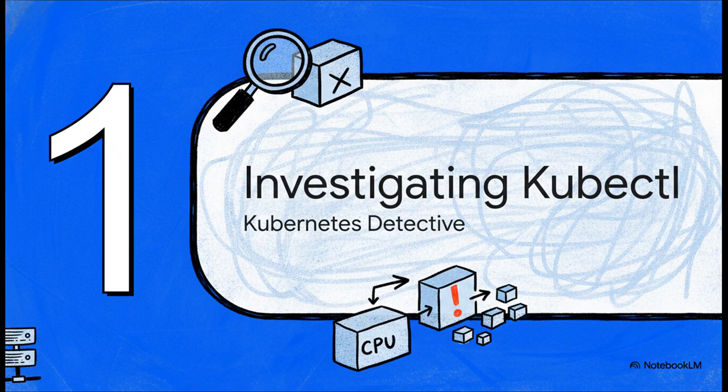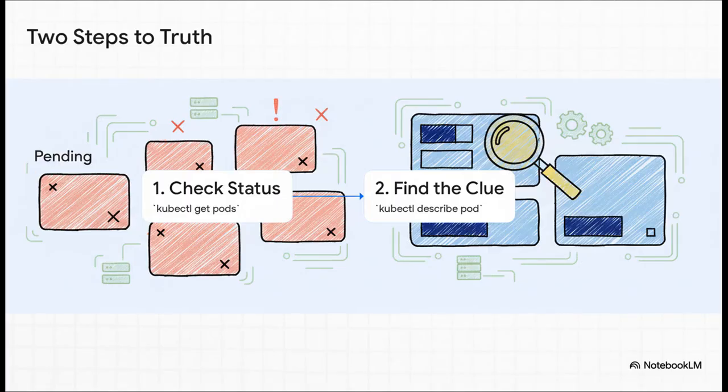All right, time to start our investigation. And our number one tool for the job? You guessed it, kubectl. This is how we're going to gather our clues, how we're going to interrogate the cluster and figure out exactly what's up. Believe it or not, getting to the bottom of this is a super simple two-step process. First, you just confirm what you already know with kubectl get pods.